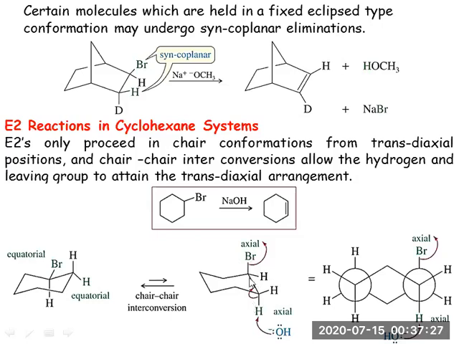And whenever they are diaxial now, the beta hydrogen and the leaving group, this particular transition state will be highly stable. It goes in a staggered anti-coplanar form, and the elimination reaction takes place at a faster rate. So if your leaving group and a beta hydrogen are 1,2-diaxial, then the reaction will be fast and you'll get a stable product where the transition state is anti-coplanar.